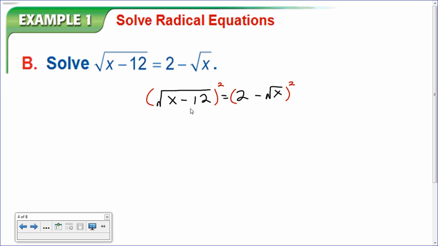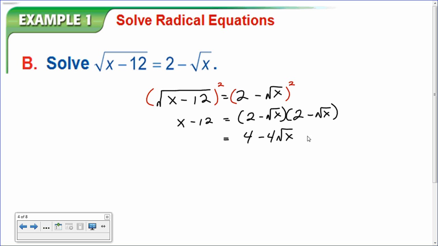The front, fairly easy, you get rid of the radical sign. The back, remember, this is going to be 2 minus root x times 2 minus root x because it's squared. Now we're going to FOIL this out. 2 times 2 is 4. I've got a minus 2 root x and another minus 2 root x, so that's minus 4 root x. And then negative root x times negative root x is a positive x. That's equal to x minus 12.